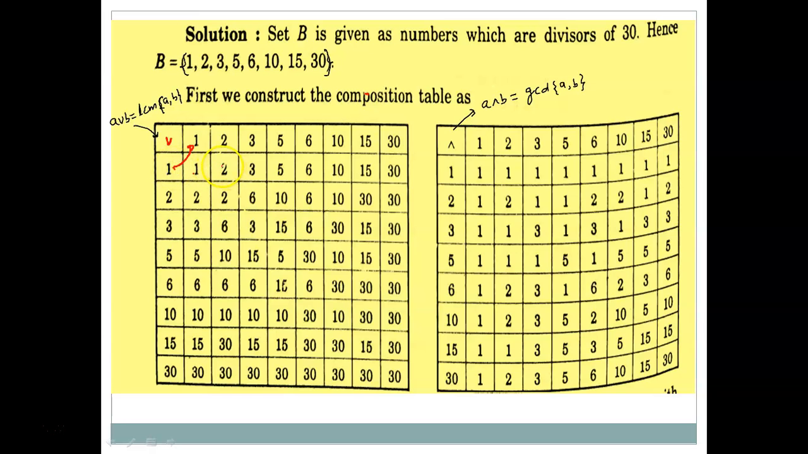Here in this cell we should write the LCM of 1 and 2. In this cell I should write LCM of 1 and 3, which is 3. Further, I should write LCM of 1 and 5 is 5, etc. In this manner you will construct this row. Now further in this row what should I do?